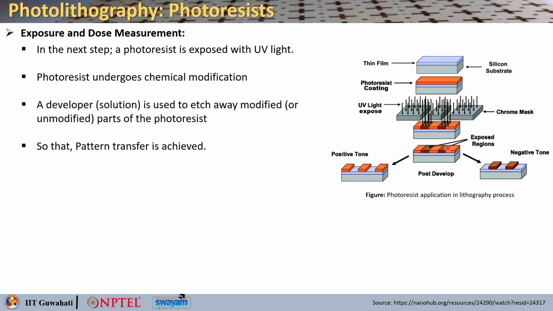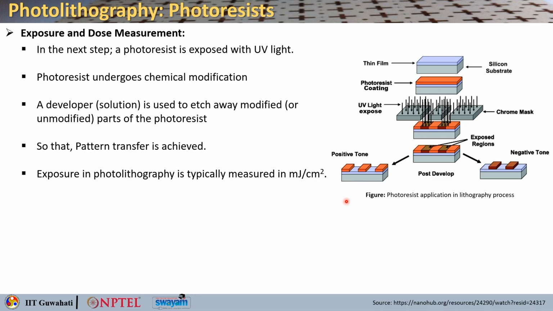Okay. Now, there are two ways of doing it. So, either you can etch away the exposed parts, okay, then you get the positive tone photoresist, and if only these parts are retained and the remaining photoresist is removed, that is called the negative tone photoresist. So, that is how the pattern that you are transferring can be achieved.